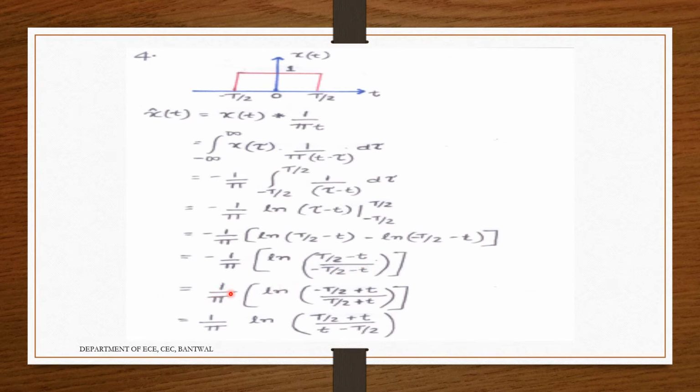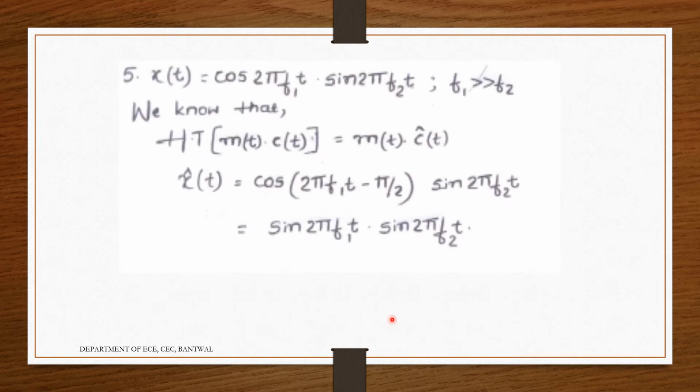So now 1 by pi into, so I have taken the sign out and implemented it here. So it's just a reverse method. I am implementing it here, minus t by 2 plus t by 2 plus t. So minus will become plus, and plus minus here will become plus here. Then again I am going to simplify here. So I just have to remove 1 by pi ln into t by 2 plus t divided by t minus capital T by 2. This is a graphical method. Now again a simplified one.